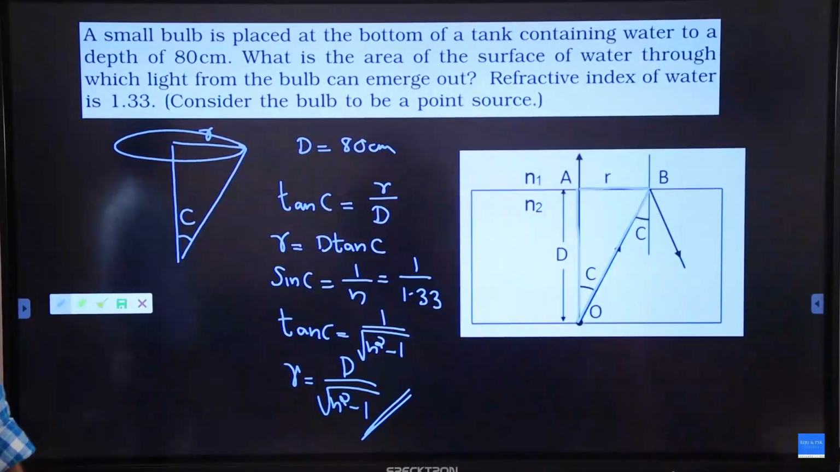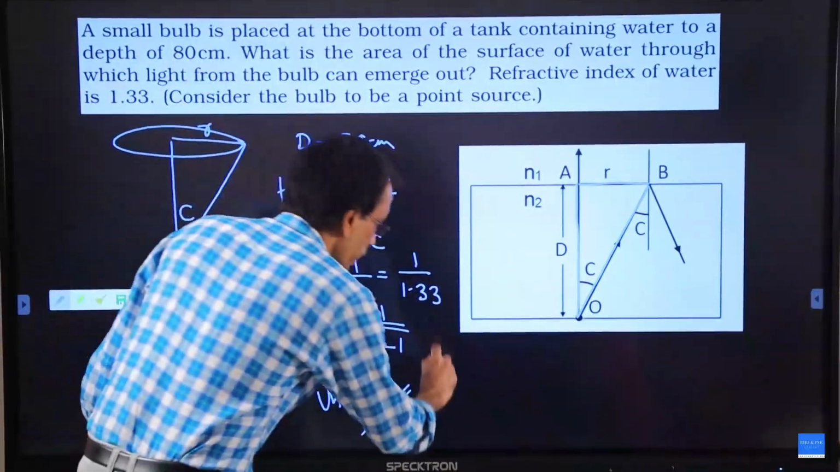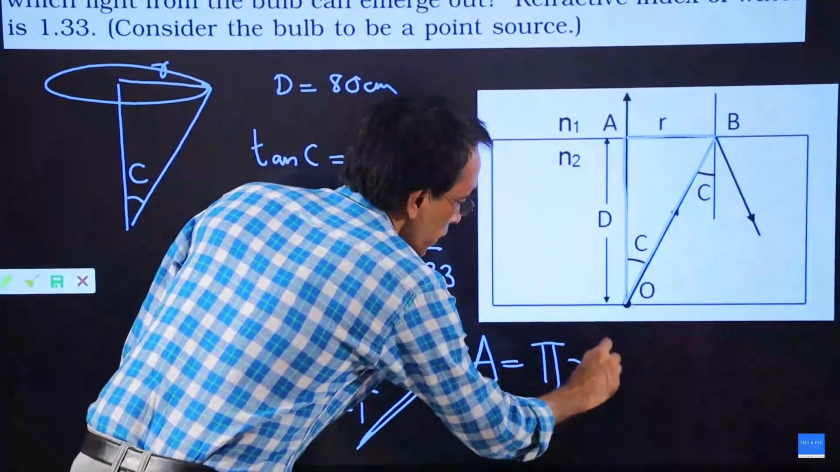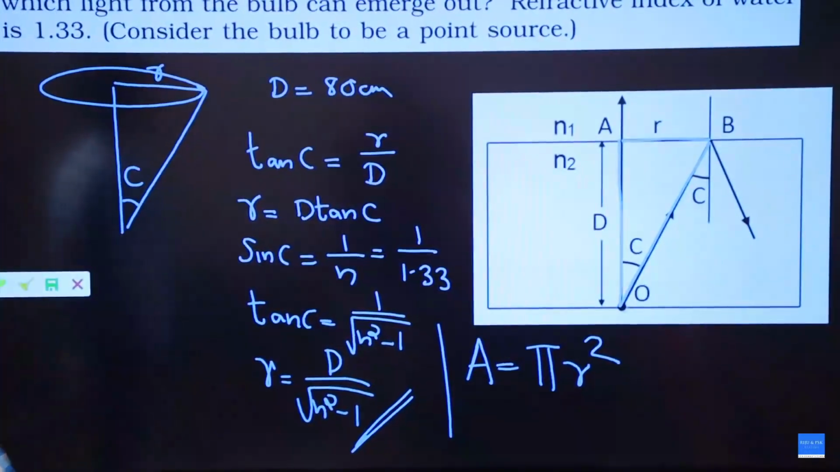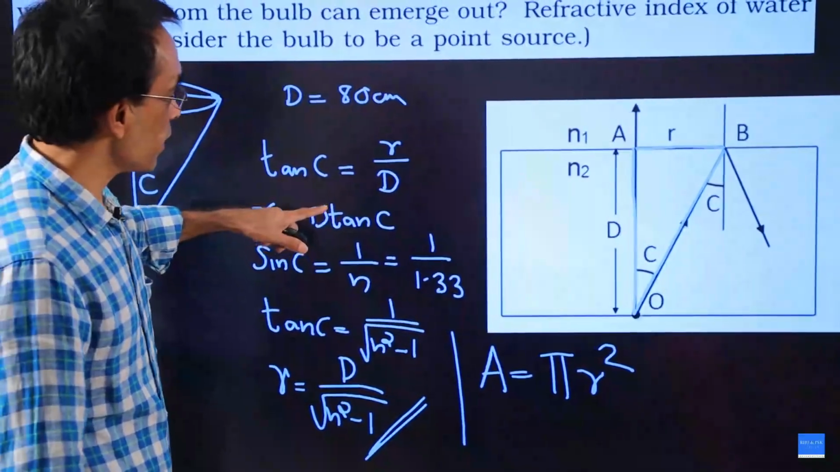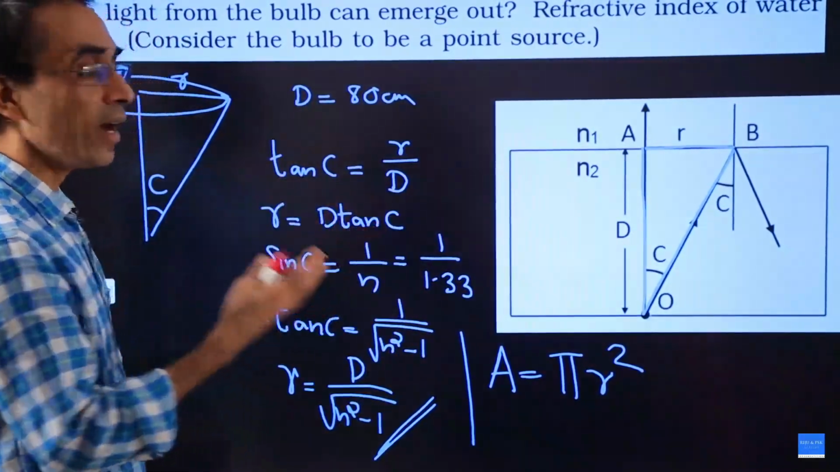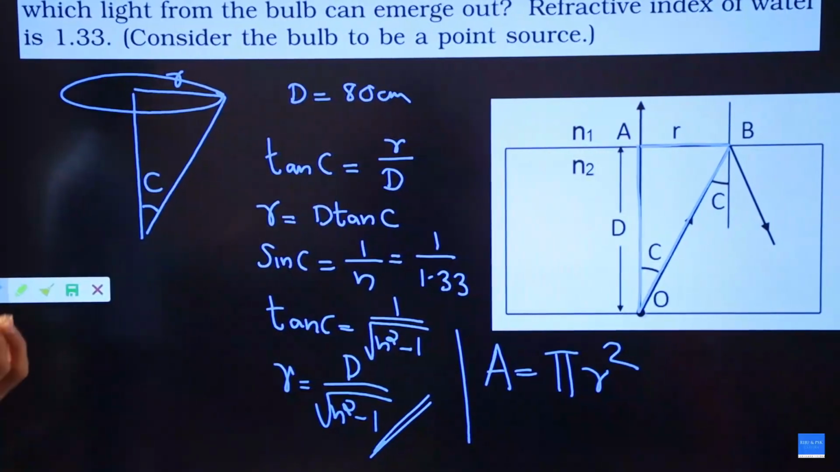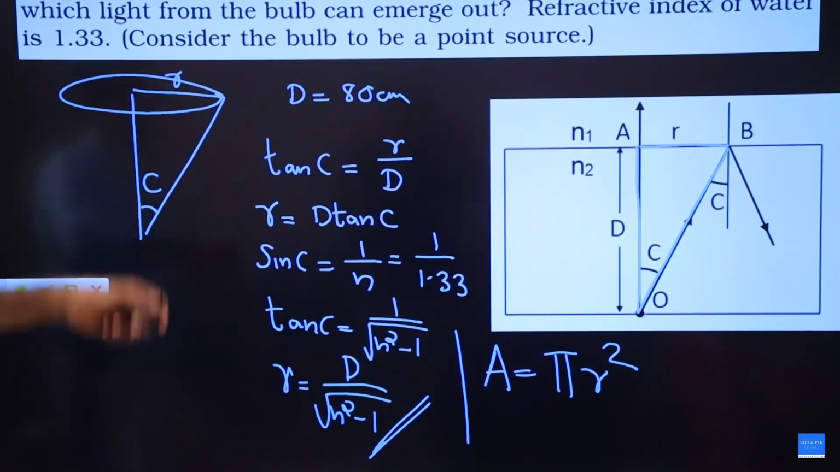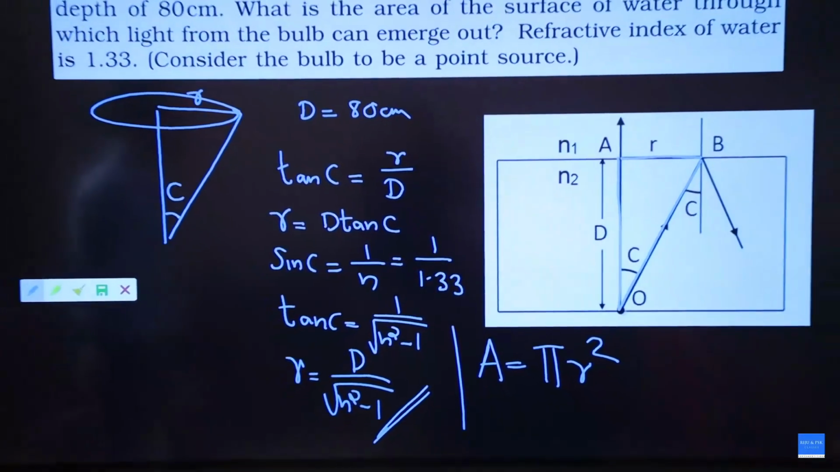Substitute and calculate. Now what is asked? The area of the illuminated surface is calculated using the equation A equals pi r squared. So using the critical angle you are able to find the area illuminated when a light source is kept at a given depth in water. Work out this question, get the answer.